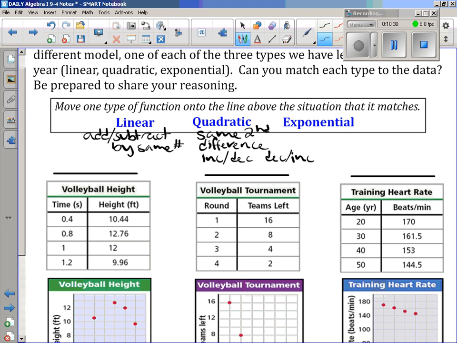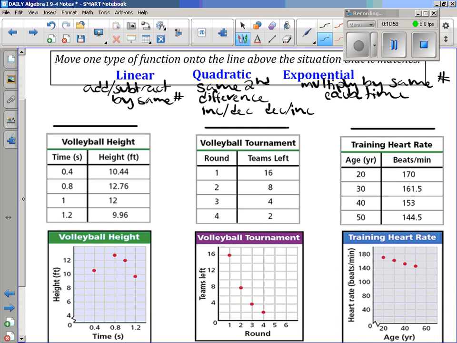And then exponential, that's what we've been working on these past couple of weeks, that we multiply by the same number each time. So that's how, looking at the numbers in the table, you determine which model is being shown. So let's look at this first table.